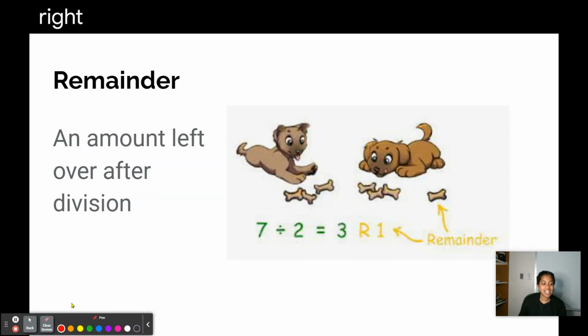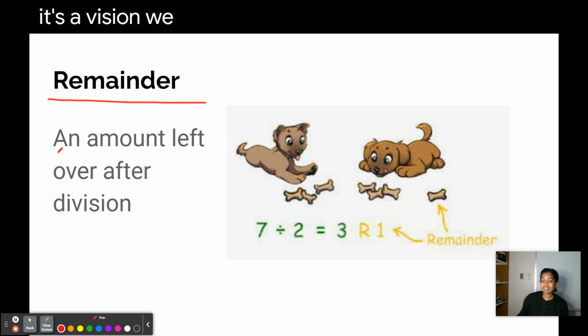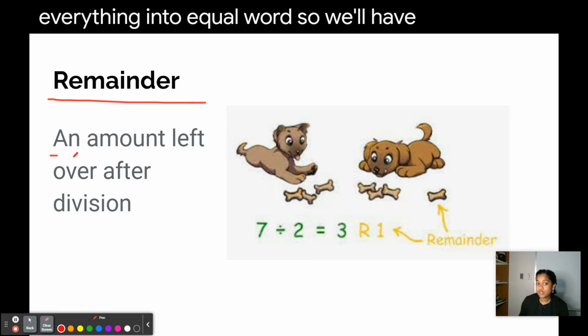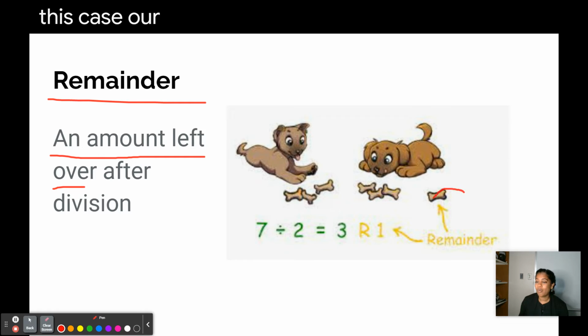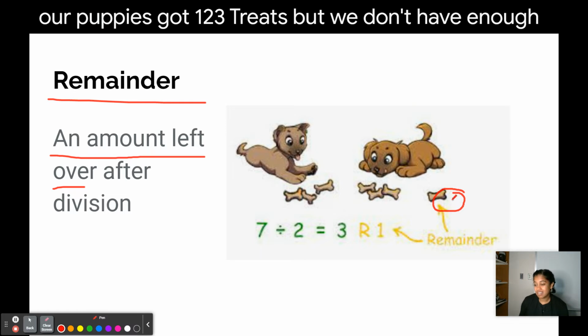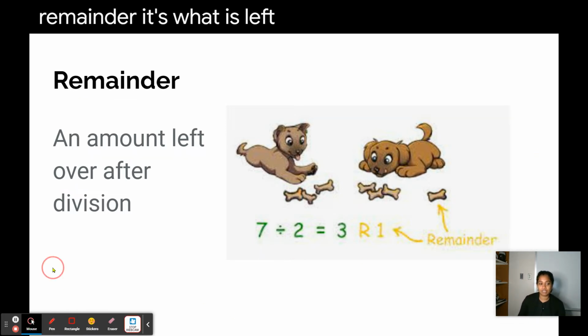All right, and last but not least, remainder. Sometimes with division, we don't have enough to divide everything into equal groups. So we'll have a remainder. We'll have an amount that's left over after division. In this case, our 1 treat is our remainder, because each of our puppies got 1, 2, 3 treats, but we don't have enough to give them this other one, right? So that is a remainder. It's what is left over.